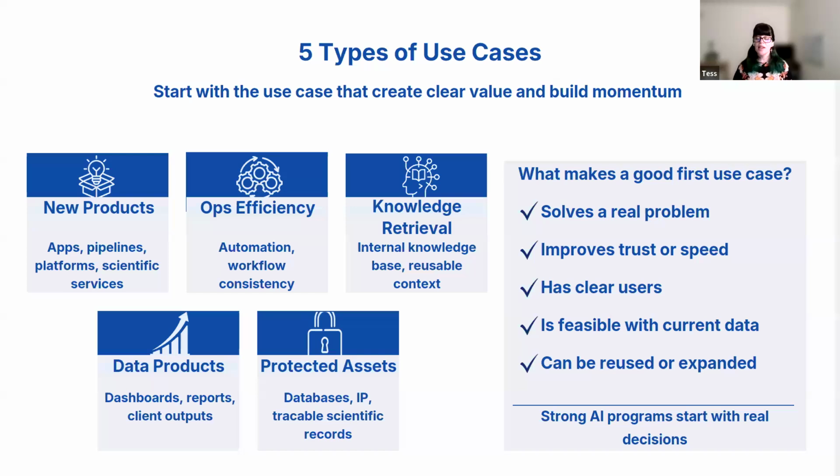And then the last piece is protecting your assets. This one's also really important. How are you securing your databases? How are you protecting your IP going forward? So strong AI programs start with real decisions. And I think that is something we often forget. There's a lot of hype around AI, and people want to jump right into the methods or the technology. But really, we have to have that real problem, that real question in order to move forward with AI readiness.